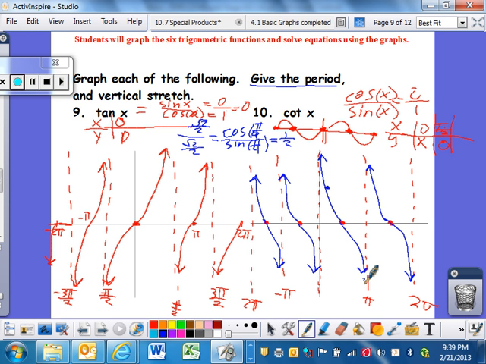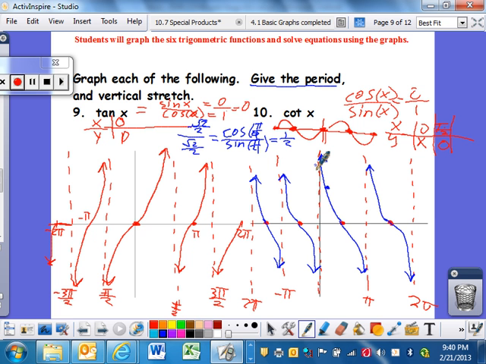Okay, so the period is pi. The period we always have is pi because here we start to repeat. We start at 0, we go down here, and then we have to jump back up here, and then we end up repeating at pi. As we can tell, every time we start over, that's where our period is.